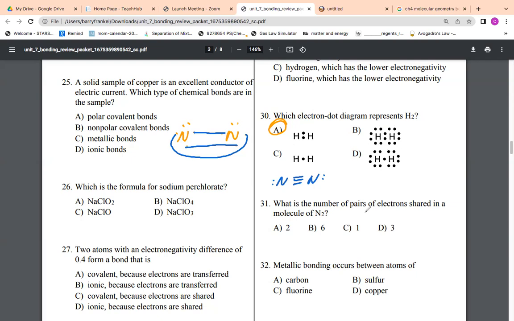And so they're asking, what is the number of pairs of electrons, not number of electrons total, but pairs. And again, each line represents a pair. So there are 3 pairs. That's a triple bond. Number 32, metallic bonding occurs between atoms of what? Well, metallic bonding happens in metals. So you just got to look for the only metal, and that would be copper.